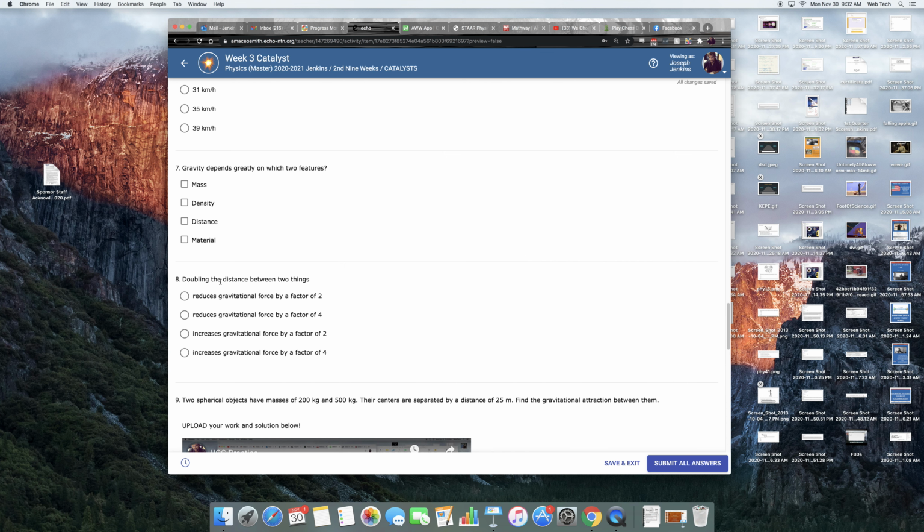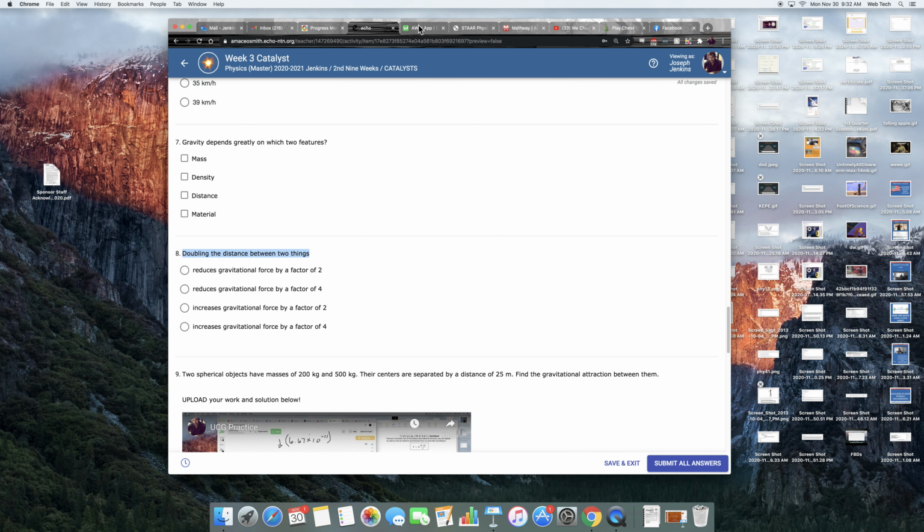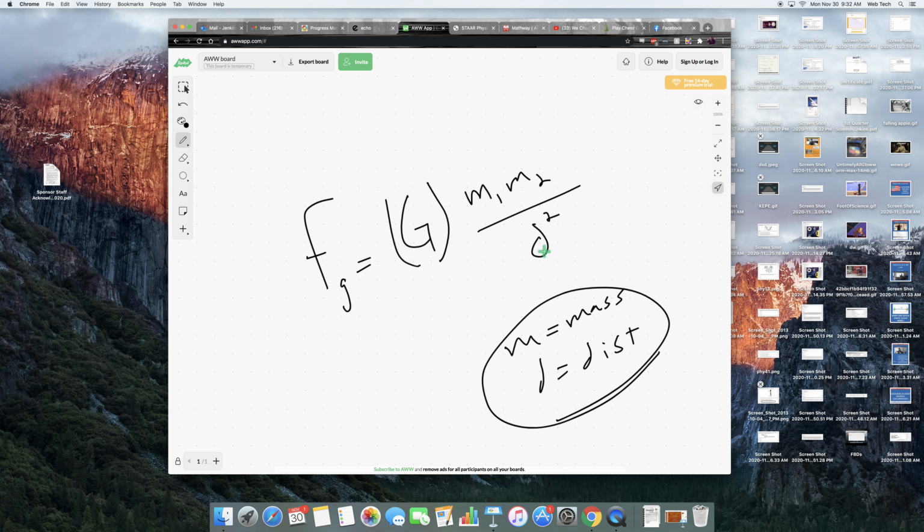So what happens if I double the distance between these two things? Well, let's go back to my equation. If I double the distance, if it's 1 mile apart, now it's 2 miles apart. Do you think the force of gravity is going to get weaker or stronger? You should say weaker. Duh. If I move something further apart, it's going to be less attracted, not more. And this equation tells us that.